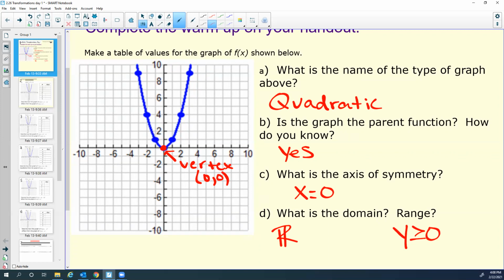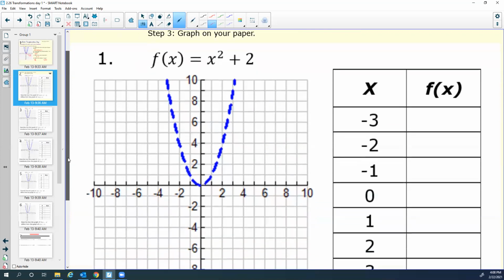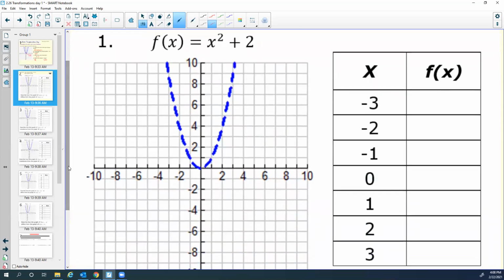All right, so we're talking about transformations, and we've done this before with linear equations, but now we're dealing with quadratics. So what we want to do every time here is graph this equation in either your calculator or Desmos, whatever it is that you're using. So pause the video and go ahead and do this for me.